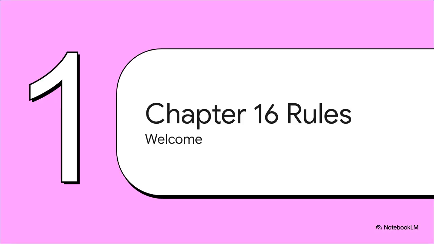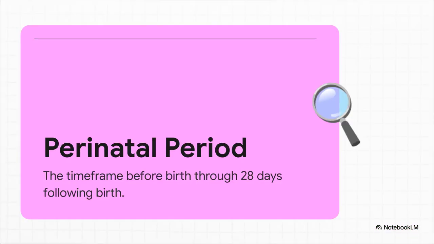Okay, Section 1, Welcome and Chapter 16 Rules. So ICD-10-CM strictly defines the perinatal period as the time frame from before birth through the first 28 days following birth. But here's a really important caveat you need to remember. If a condition originates right here in this perinatal window, say a congenital condition or a specific birth trauma, it can actually be coded throughout the patient's entire life if that condition persists. It's not just restricted to the first month of life if the clinical implications require ongoing monitoring or treatment.